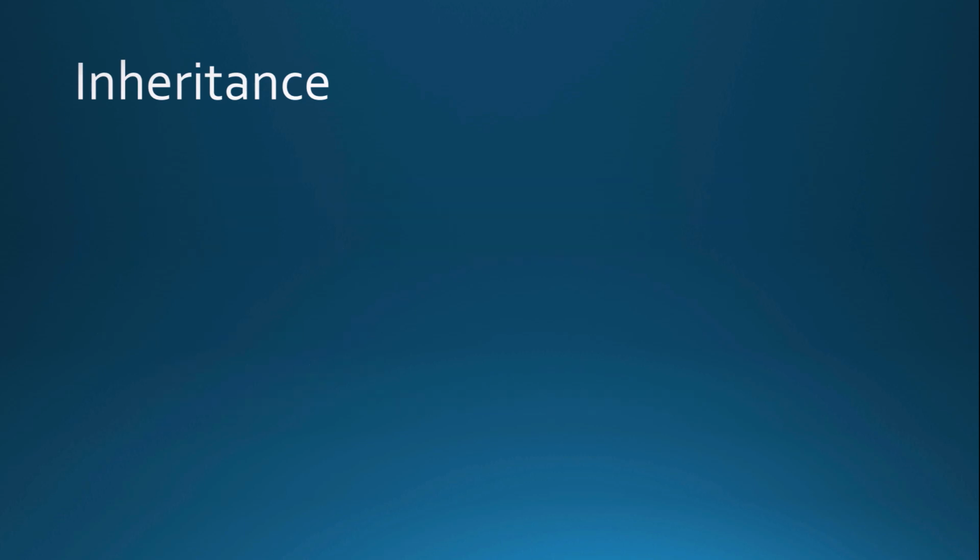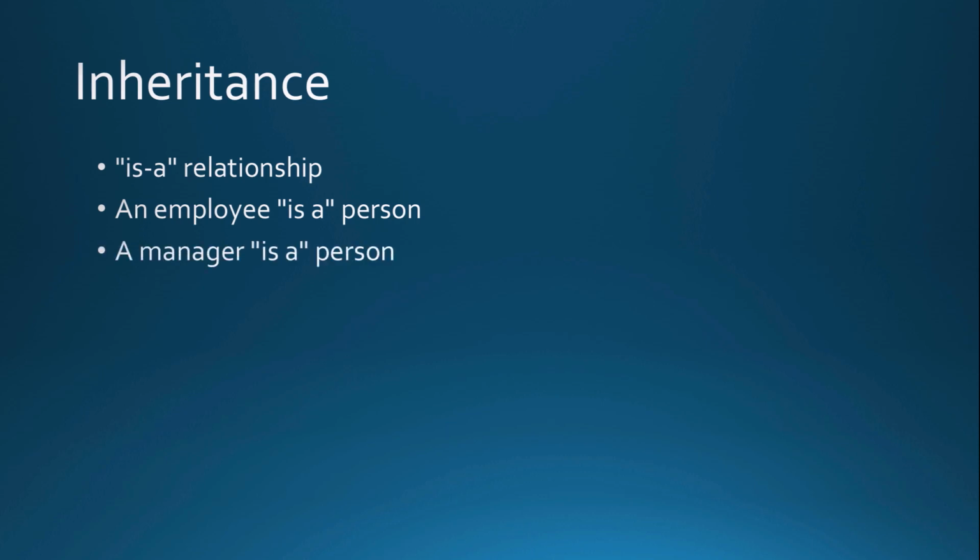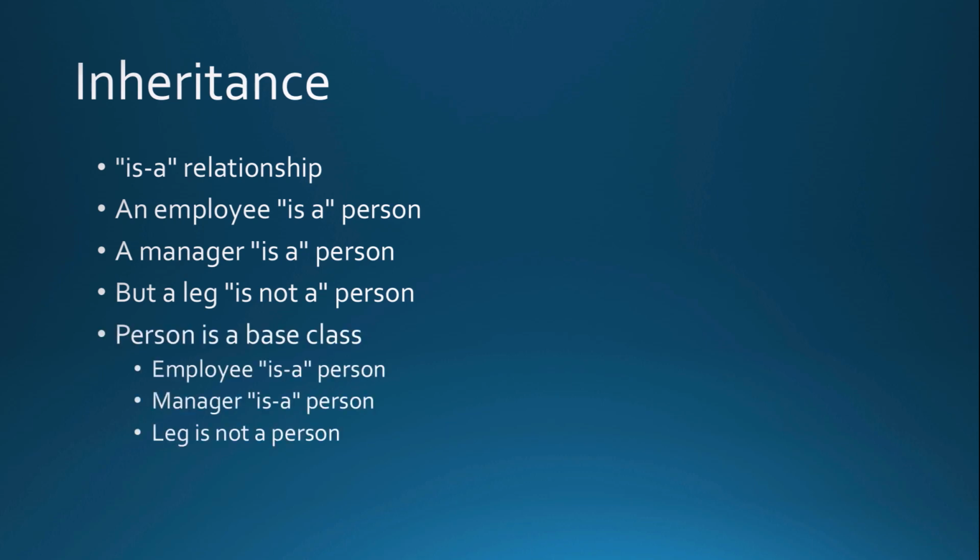When designing your classes for inheritance, remember it's an is-a relationship. What do I mean by that? Well, an employee is a person. So if you have a person class, an employee can inherit from that because an employee is a person, just as a manager is a person. But a leg is not a person. So always keep that in mind, that when person is a base class, employee is a person, manager is a person, but leg is not a person.